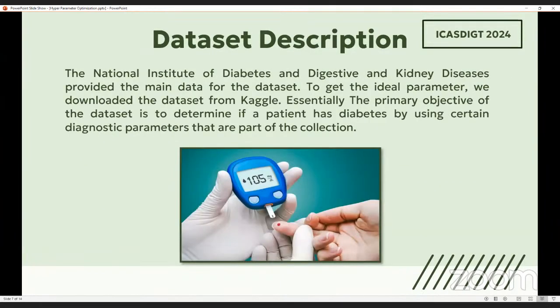The next one is dataset descriptions. The National Institute of Diabetes and Digestive and Kidney Diseases provides the main dataset. To get the ideal parameters, we downloaded the dataset from Kaggle. Essentially, the primary objective of the dataset is to determine if a patient has diabetes by using certain diagnostic parameters. That's the part of this collection.